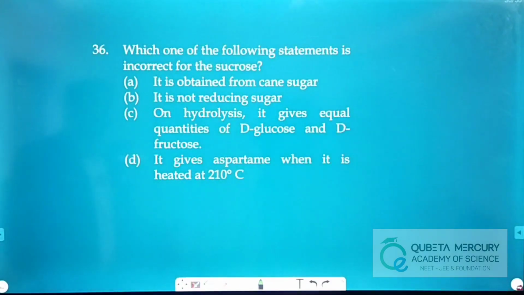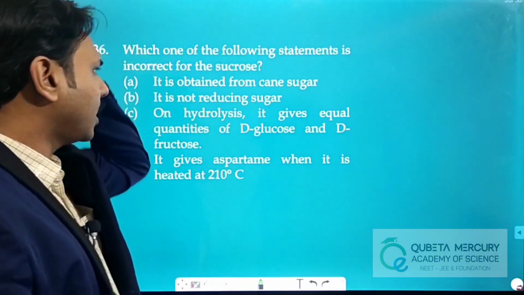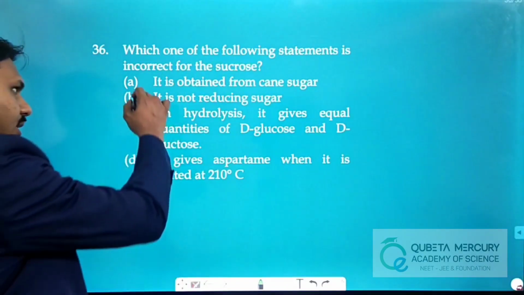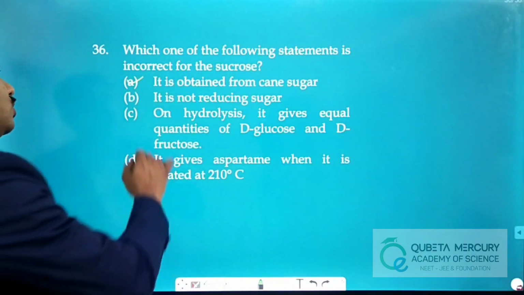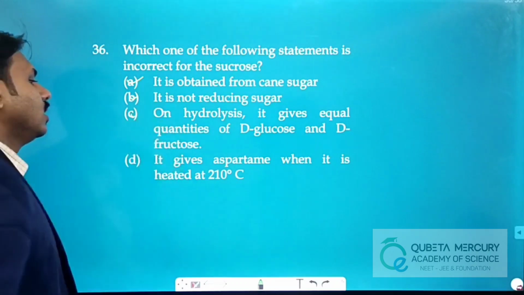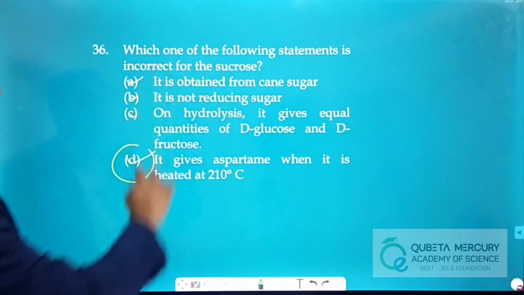Which one of the following statements is incorrect for sucrose? It is obtained from cane sugar. ശരിയാണ്. It is not a reducing sugar. ശരിയാണ്. On hydrolysis it gives equal quantities of D-glucose and D-fructose. അതും ശരിയാണ്. It gives aspartame when it is heated. No. So this is wrong. Therefore this is the right answer.